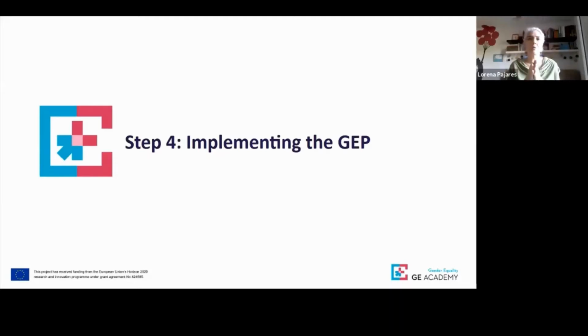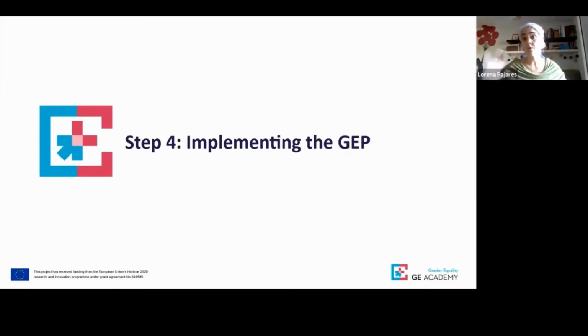So remember, when we talked about step 3, we were setting all the different steps within step 3, and the last one was to get your gender equality plan approved. Okay, so now we have just approved our plan, and normally it is the university board that is responsible for taking the final decision on this regard.